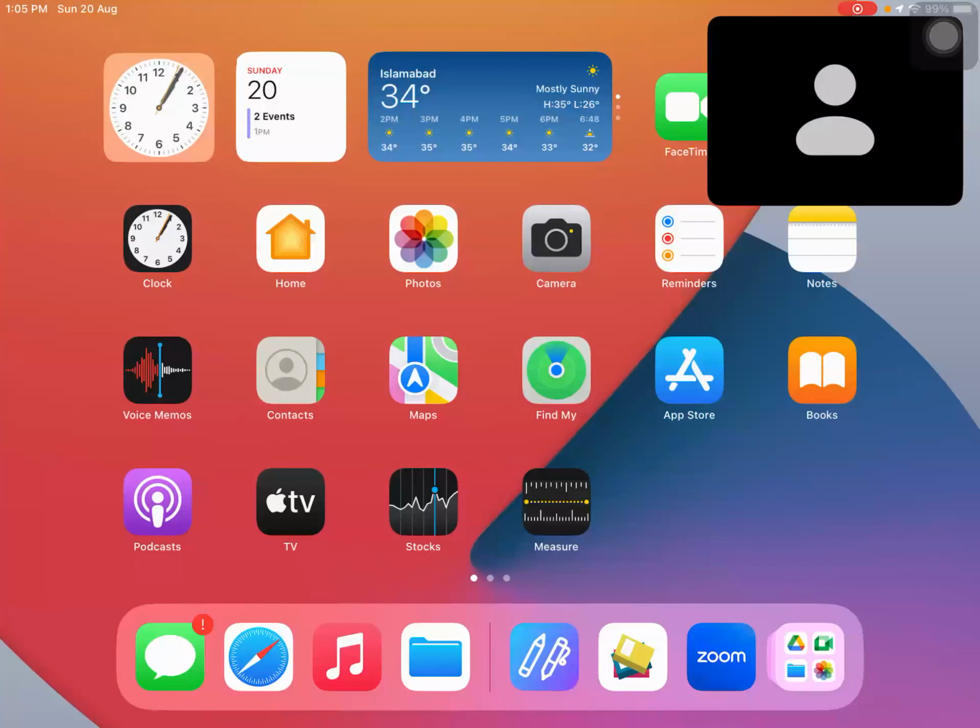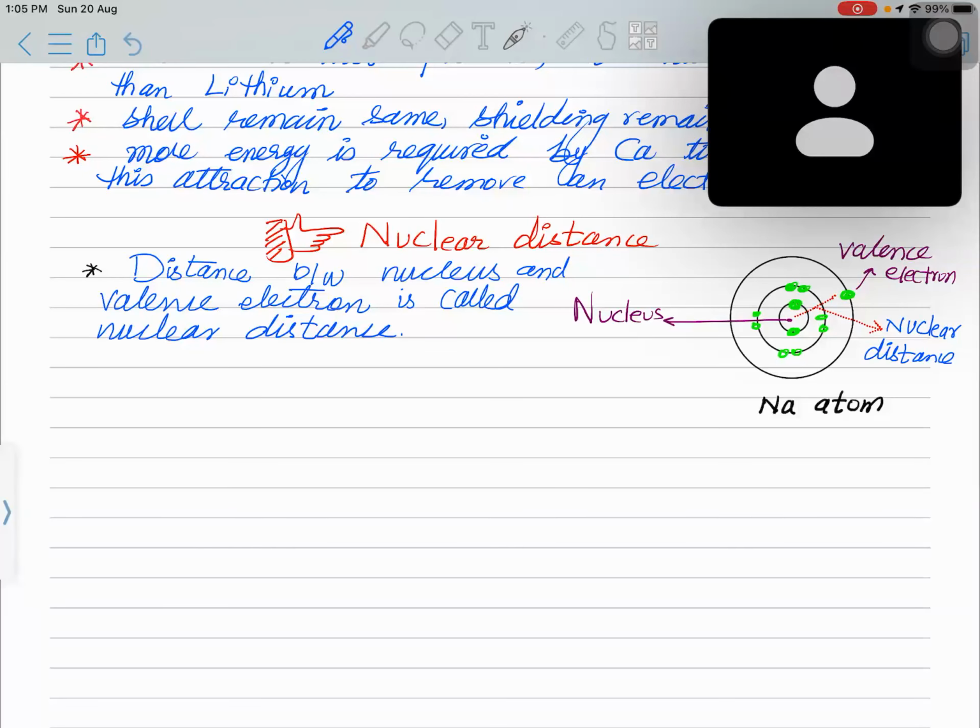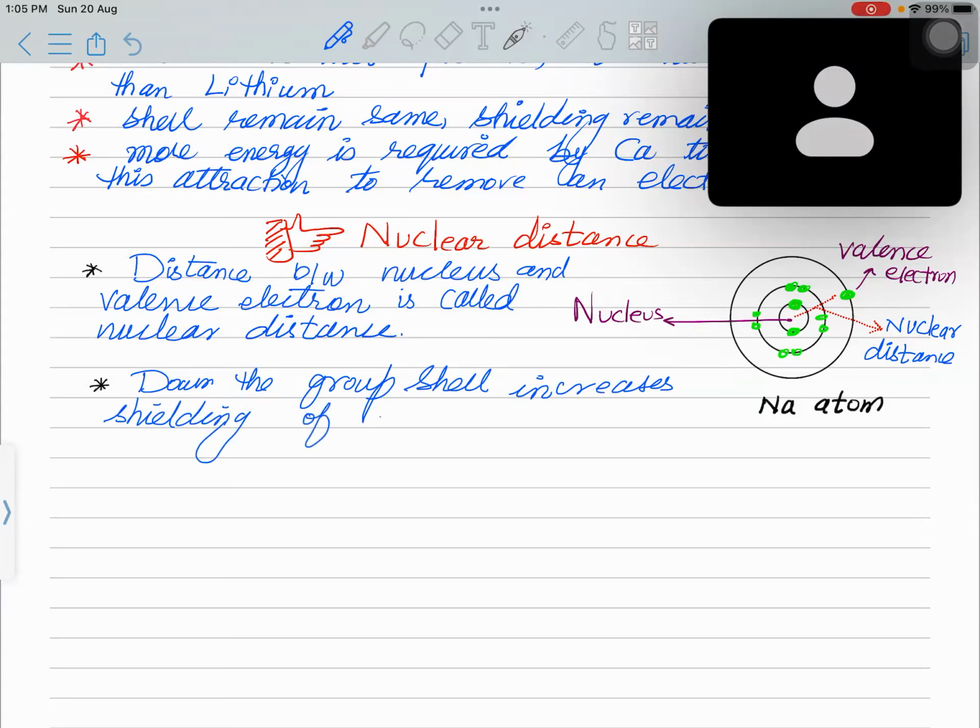I was asking: down the group, does the shell increase or remain the same? It increases. Very good. So down the group, the shell increases, so shielding increases. Shielding of the inner electrons also increases.